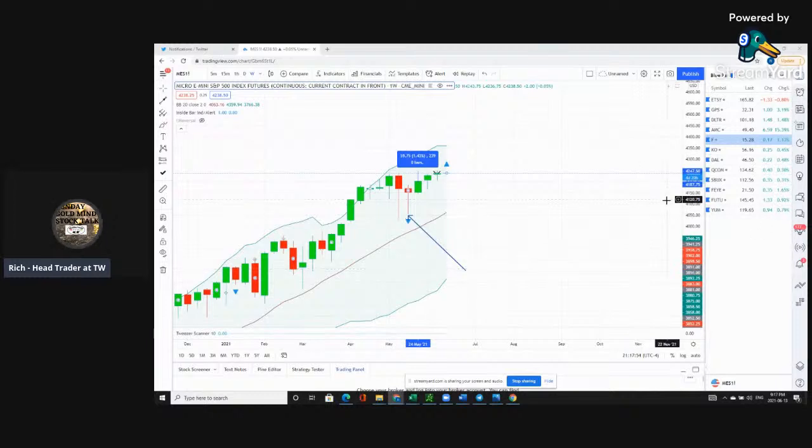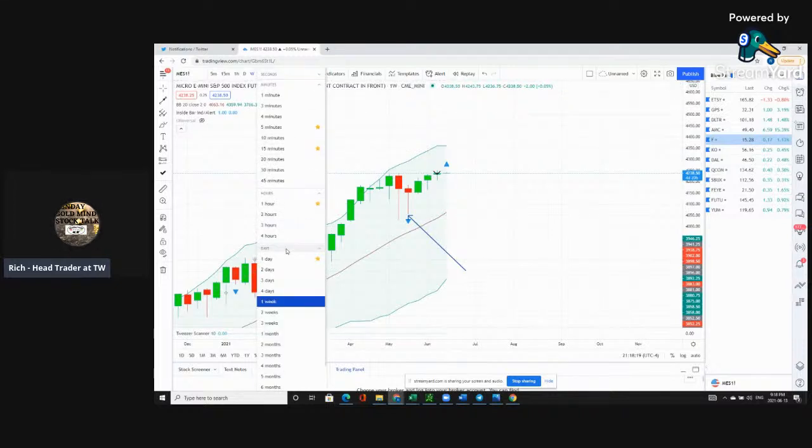So 60 points, it's so simple. Why does it need to be hard? We don't need it to be difficult. We find the inside bar, we take it long. That's 60 points. 60 times 50 is what? 3,000? Am I right? I think so. 60 times 50, 3,000. So that's $3,000 on one contract. Okay, so just keep it simple. Keep it very, very simple.